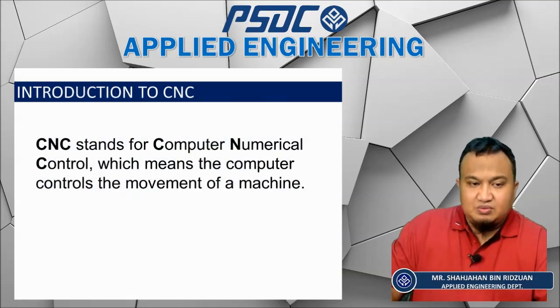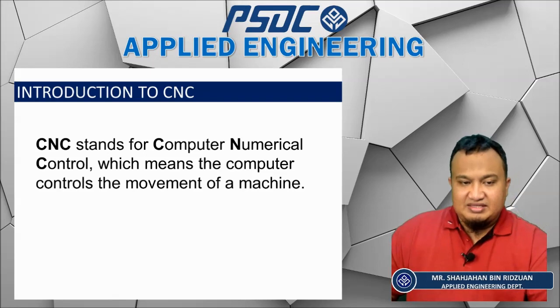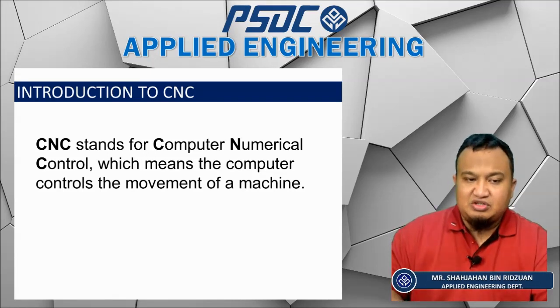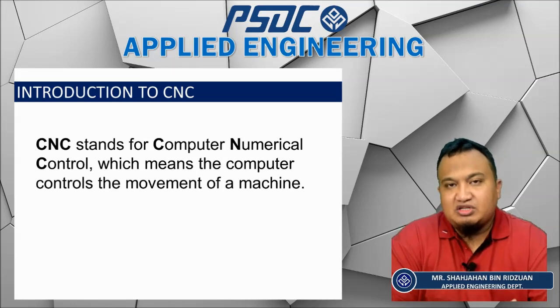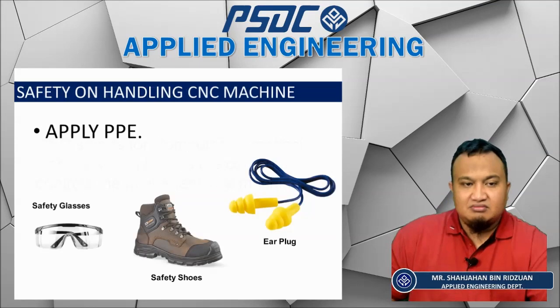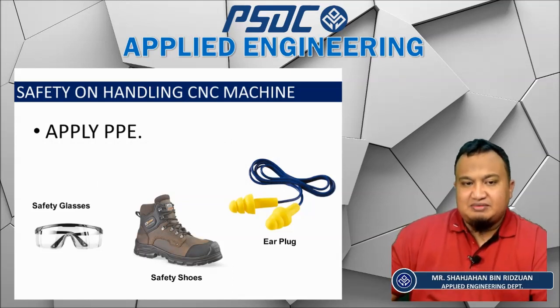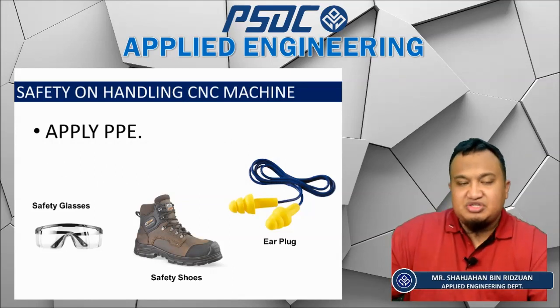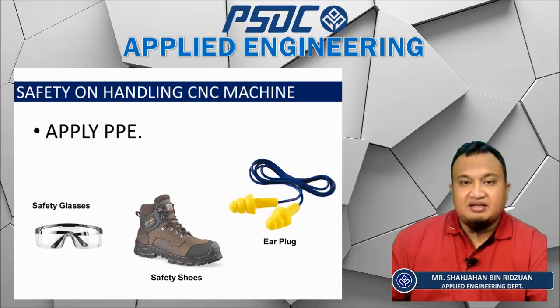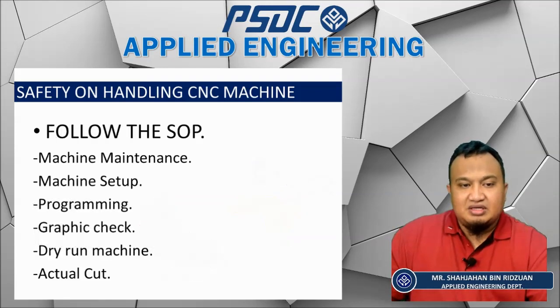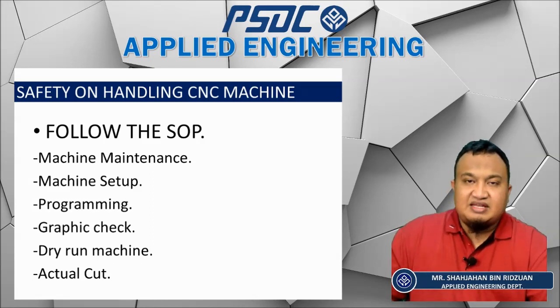So what is CNC? CNC stands for computer numerical control, which means that a computer controls the movement of the machines. Before you use or handle a CNC machine, you need to apply PPE: safety glasses, safety shoes, and earplugs if necessary. And follow the SOP: machine maintenance, machine setup, programming, graphic checks, dry run, and actual cuts.